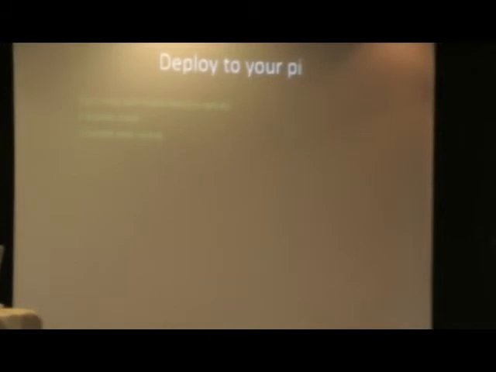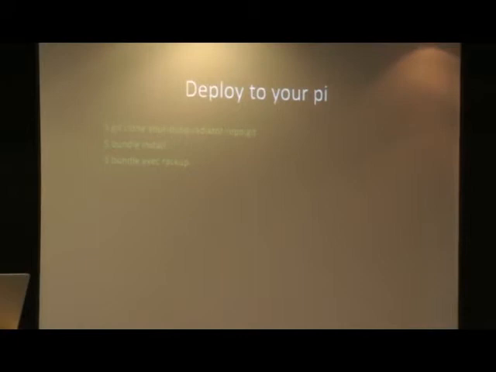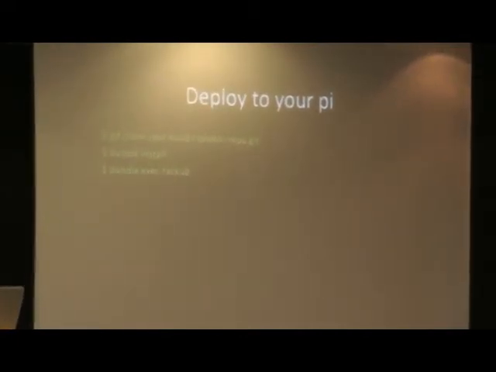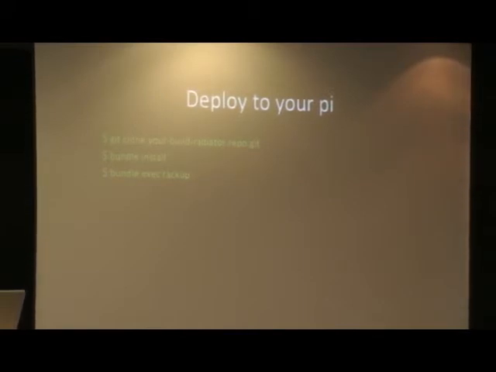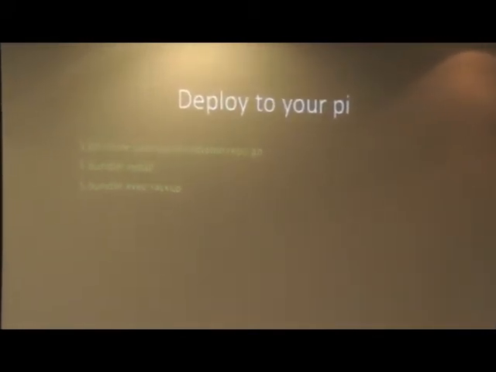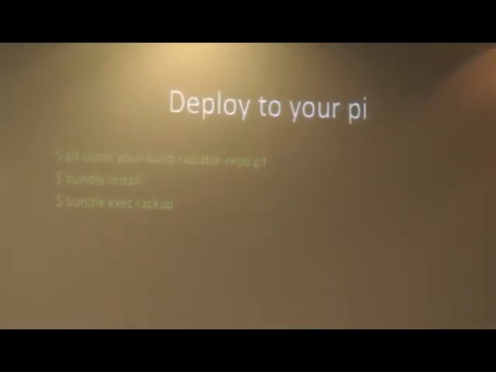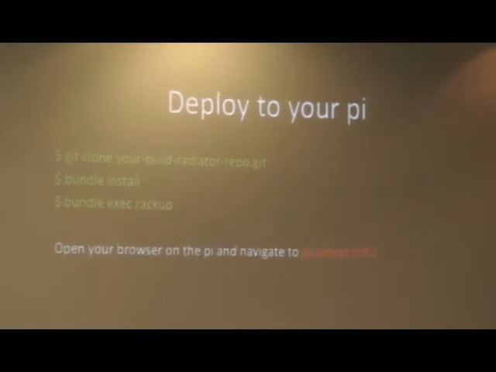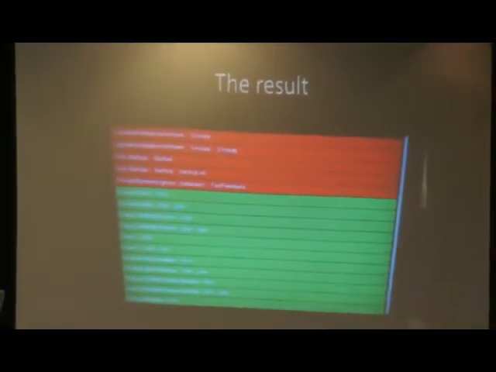So now to deploy it on the Raspberry Pi. Now you have Linux, you have Fedora running on your Raspberry Pi. So how will you deploy it? Maybe you have set up a Git repo for your build radiator. You can just clone it on the Raspberry Pi. You do a bundle install, and then you just start up the Sinatra server. And once the server is running, you can just open the browser on the Pi and navigate to localhost 9292. 9292 is the default port for Sinatra. And voila, this is the build radiator that you get in like 15-20 minutes.